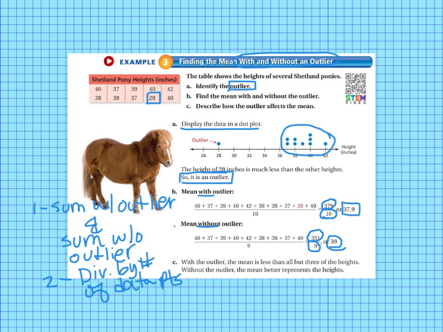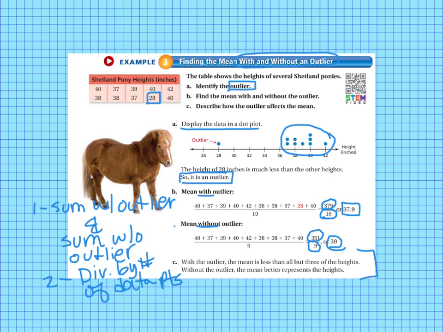In part C, if you look back up at the top, it asks us to describe how the outlier affects the mean. When we look at our two means, with the outlier the mean is 37.9 inches, and without the outlier, it is 39 inches. That means that 28 inches is really throwing off our mean. It's making it much smaller than what it would be. So a nice simple way to say that is what we have here. We're just interpreting what's going on.